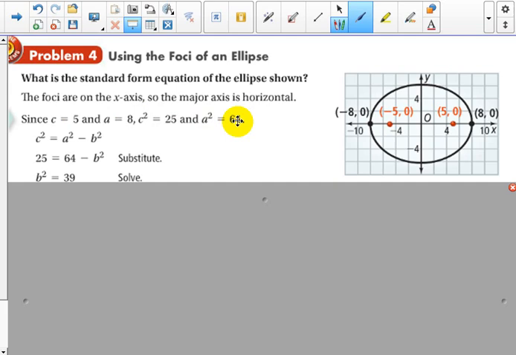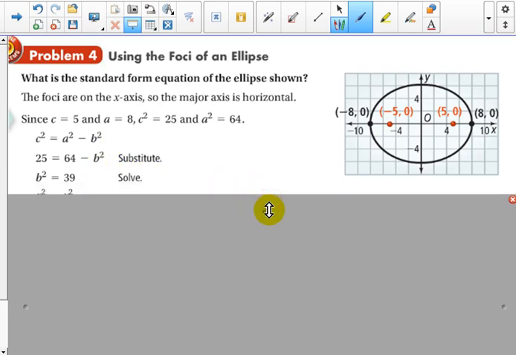So now all we do is take our formula, c squared equal a squared minus b squared, and substitute. So c squared was 25 equal a squared, which was 64, minus b squared. Now let's just solve. So subtract 64 from each side. And then fix our negative signs, because you would have had a negative 39 equal negative b squared. So that comes out to positive, positive. So b squared equal 39 is what we end up with.